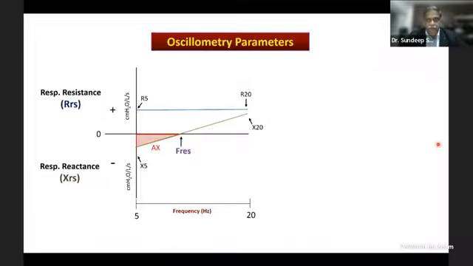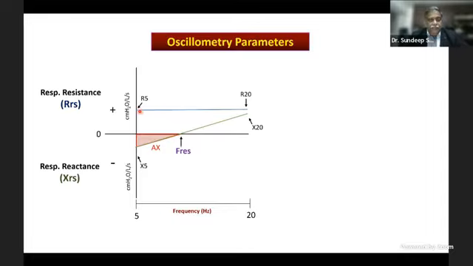The oscillogram, like the spirogram, is a simple two-line graph that you get. On the y-axis is the units for resistance, either resistance or reactance. On the x-axis is the frequency at which the values have been measured. So you always start with the lowest frequency, which is 5 hertz. You go up to 20 hertz, and most of the other devices give you values up to 35. But for the sake of simplicity, I'm going to use only 5 to 20 to help you understand how to interpret.